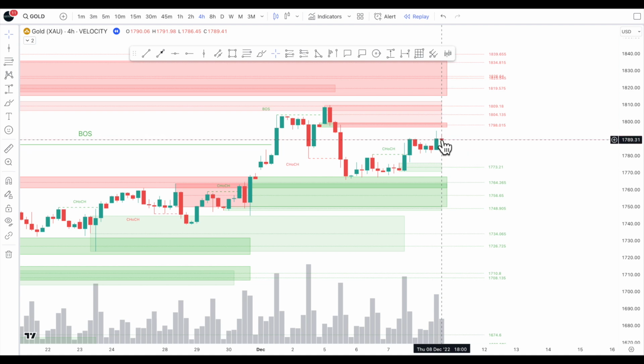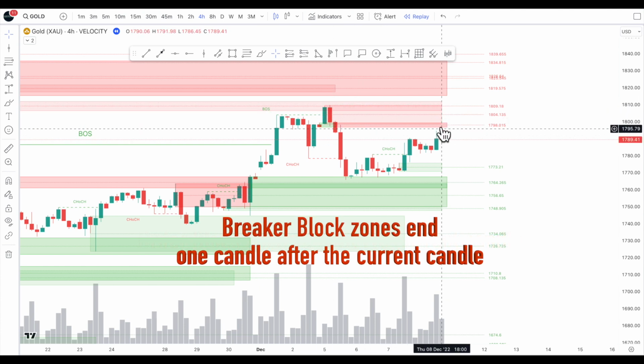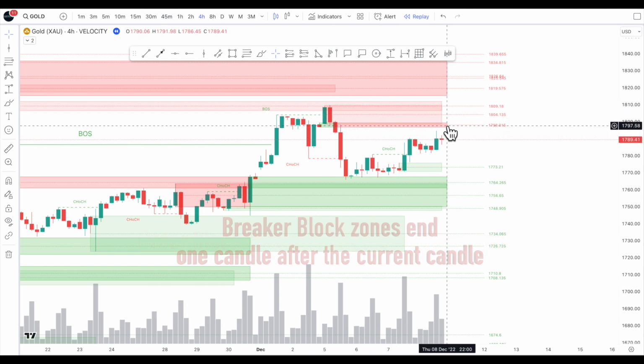Here is how. Order block zones end at the current candle. Breaker block zones end one candle after the current candle.